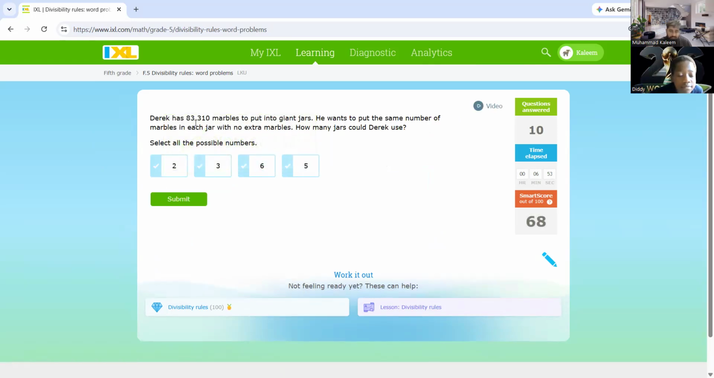Derek has 83,310 marbles to put into giant jars. He wants to put the same number of marbles in each jar with no extra marbles. How many jars could Derek use? 5, 3. What's the sum of these digits? Obviously 2. Because 8 plus 3 is 11, then 14, 15. Yeah, so all of them. That's the right answer.